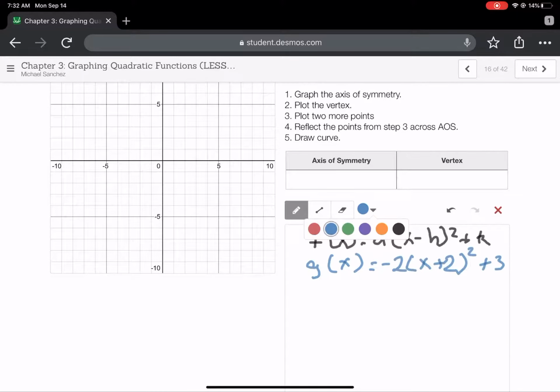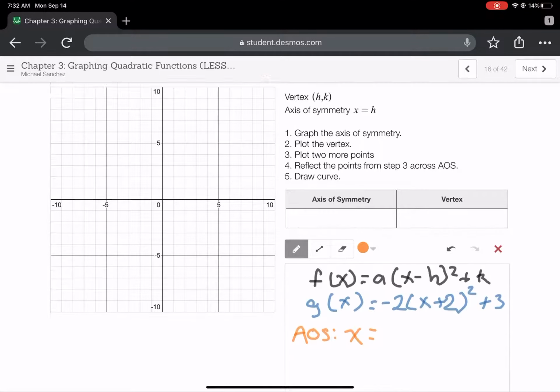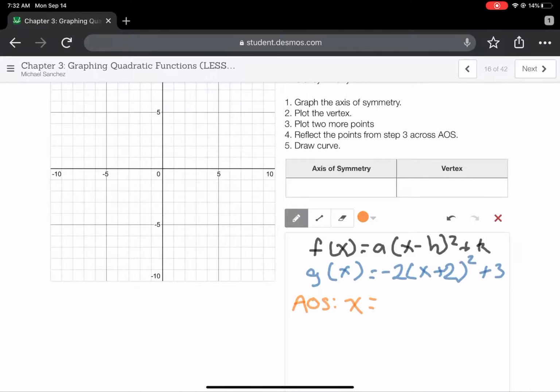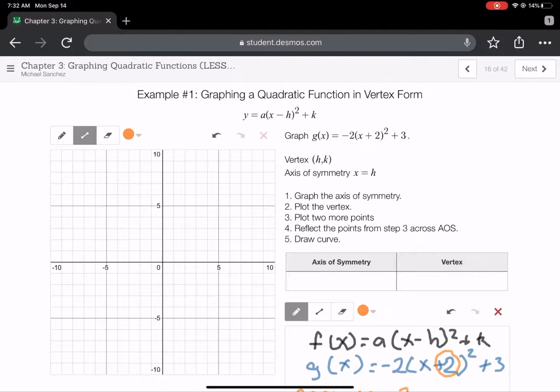Okay, so for our axis of symmetry, we're going to take whatever the value of h is. That's what we have right here. Axis of symmetry, x equals h. So check out how this 2 is in the position of our h, but remember we said that we want to take the opposite of that number's sign from the function. So we have an axis of symmetry of x = -2. I'm going to go ahead and draw that onto our graph over here. I would need a vertical line passing through the x-axis at -2.